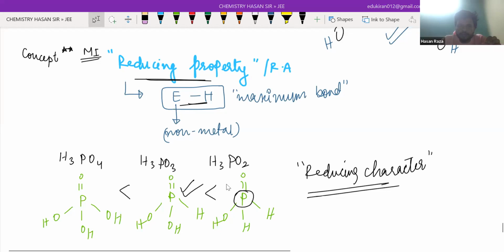What you need to see is the non-metal directly connected with hydrogen. The compound in which this bond will be maximum will have the most reducing property, or will be the most powerful reducing agent. Are you getting my point? Yes, sir. Shahid, please do respond. Yes, sir.